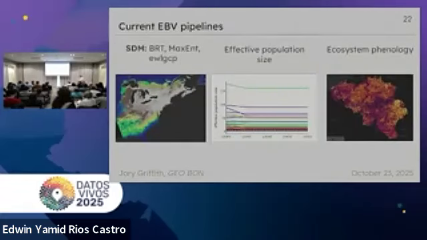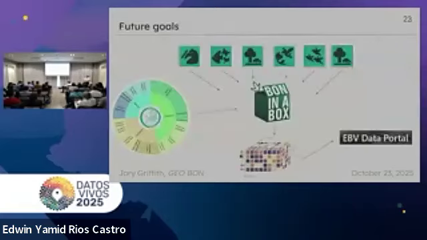So we have a few EBV pipelines available, but we have not nearly enough. So please, if you're developing EBV pipelines, please make them available for people to use on Bon in a Box or similar platforms. And then some of our future goals, as I mentioned, we're hoping to mobilize the working groups to get EBV pipelines into Bon in a Box.